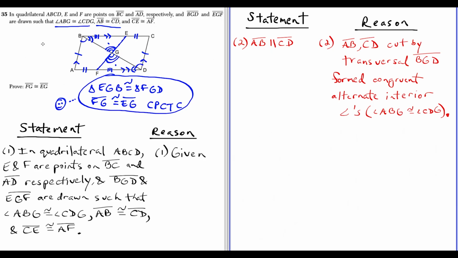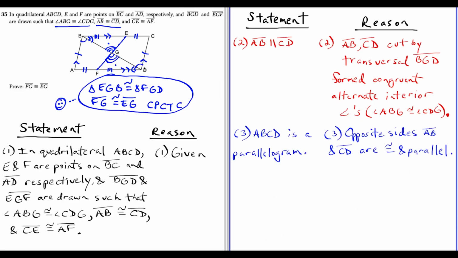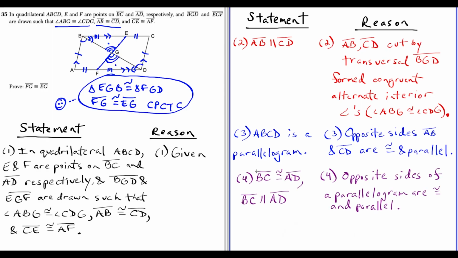And then once we establish that these lines are parallel, that allows us to say that ABCD, this quadrilateral, is a parallelogram because we have one pair of opposite sides that are both congruent and parallel. And now that we have ABCD as a parallelogram, we could move forward here and say that sides BC and AD are both congruent and parallel. And this has to do with the idea that opposite sides of a parallelogram are congruent and parallel.